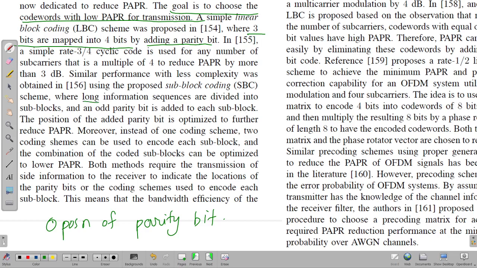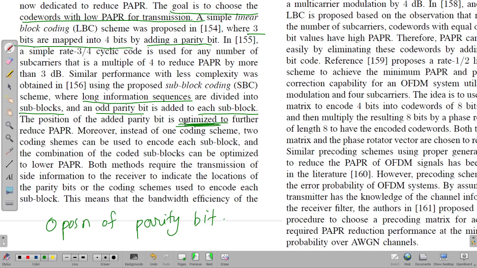Another method is a long information sequence. It could be divided into sub-blocks. Okay, so there is one block of OFDM symbol. That OFDM symbol could be divided into sub-blocks, and an odd parity bit could be added to each sub-block. Okay, it could be odd or it could be even. It could be added to each sub-block. Okay, and the position of this odd parity bit could be decided by an optimizer. An optimizer is used to decide where I should place the parity bit in order to reduce the PAPR.